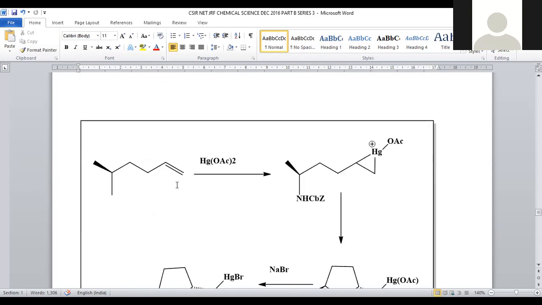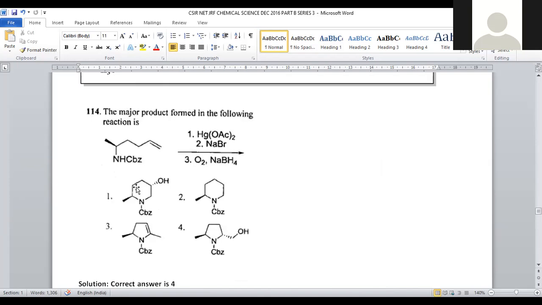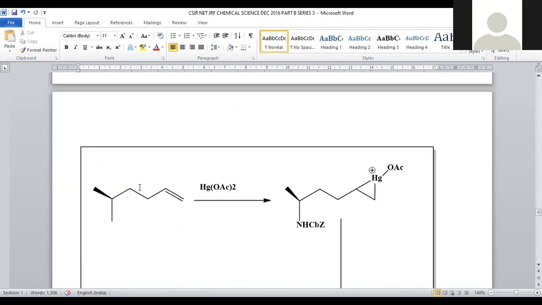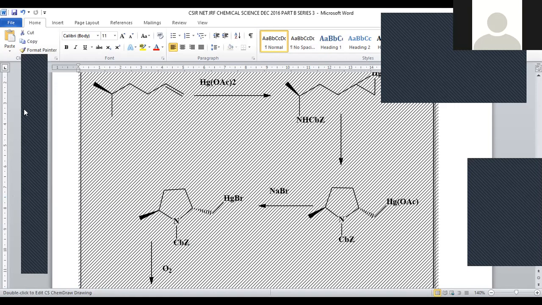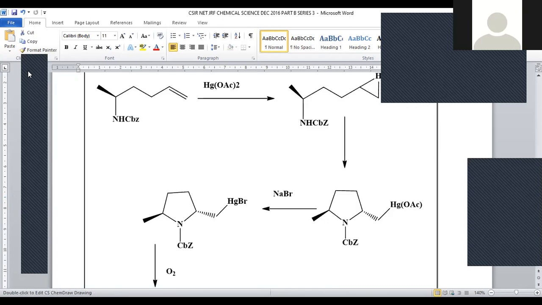Starting material will be a long chain carbon with NHCBZ. Here it should be NHCBZ. So here is the amino group with protection. NHCBZ will be there, right? So it is a protected group. Now it is added with mercury acetate.